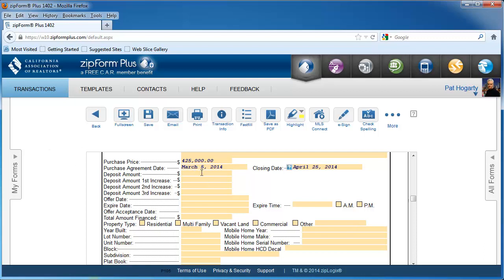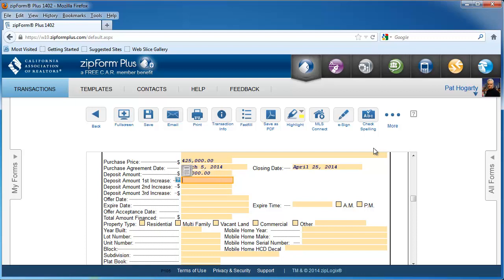Next thing is the amount of deposit. Amount of deposit is a good faith estimate. So most of the time people are putting up somewhere around a certain percent. In this particular case, we'll say that they're going to go ahead and put in $10,000. They're going to bind it with $10,000.